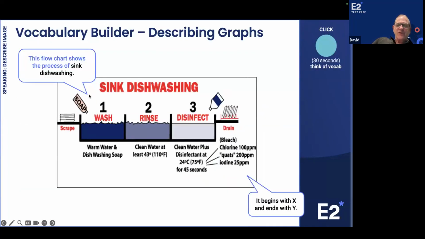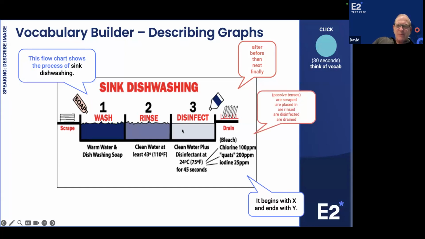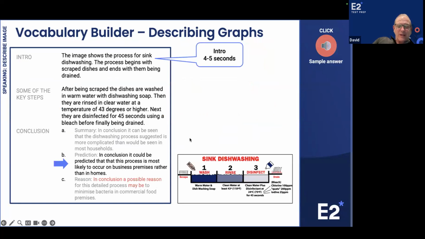Let's have a look. The flow chart here shows the process of sink dishwashing, title. Then we're going to mention something that happens after or before and then next. So we're sequencing the ideas. We're using passive tenses: are scraped, are placed in, are rinsed, are disinfected, are drained. And then we're looking at ordering it like this.